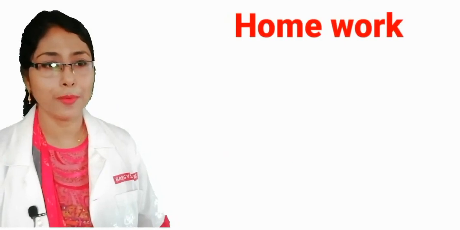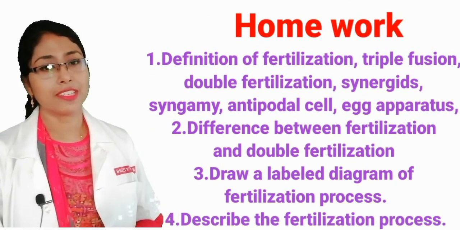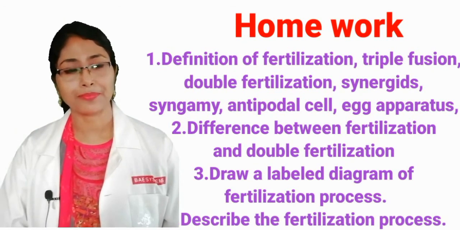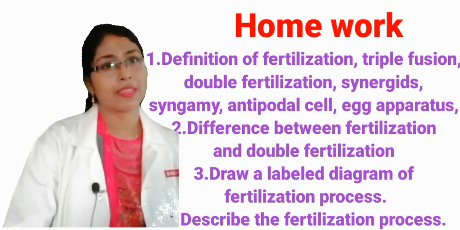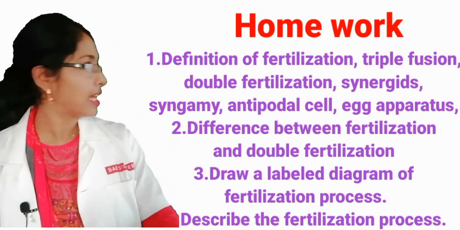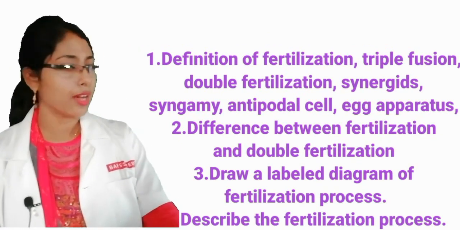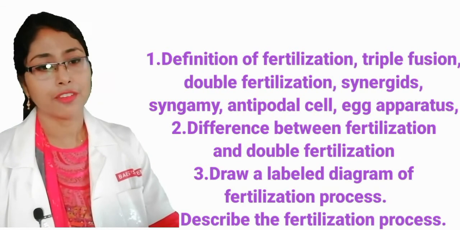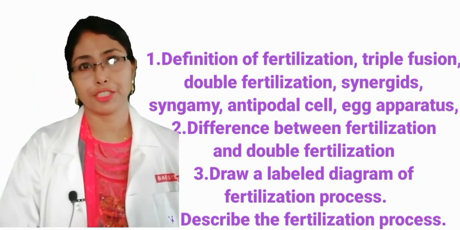Okay, your homework. Number 1: definition of fertilization, triple fusion, double fertilization, synergids, syngamy, antipodal cell, egg apparatus. Number 2: one difference between fertilization and double fertilization. Number 3: draw a labeled diagram of the fertilization process. And number 4: describe the fertilization process.